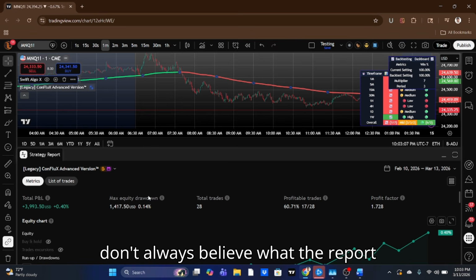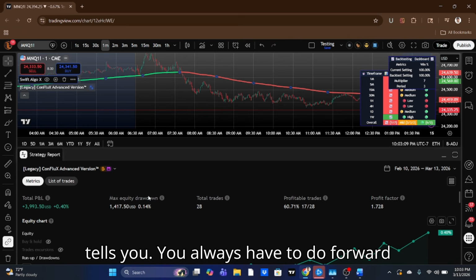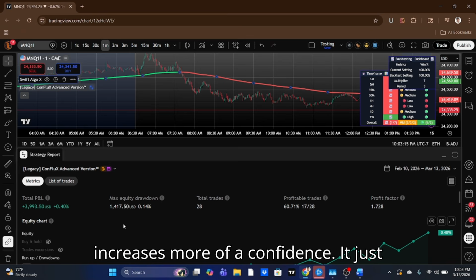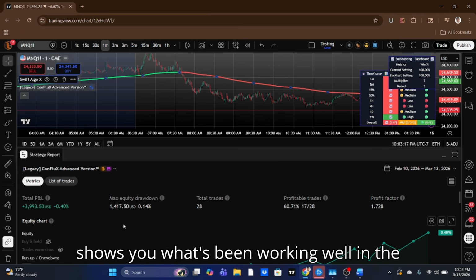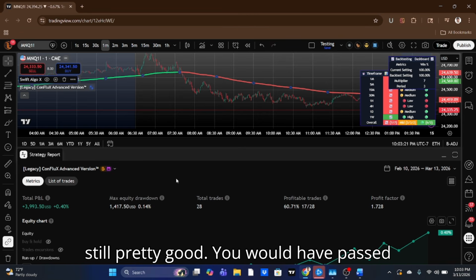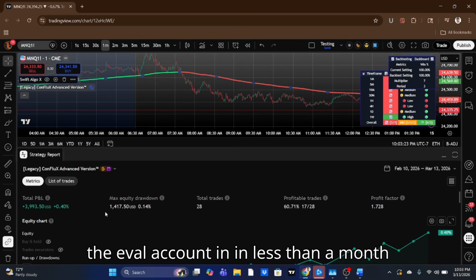But obviously, don't always believe what the report tells you. You always have to forecast it. This just increases more of a confidence. It just shows you what's been working well the past 1 month. So even using 7.3, it's still pretty good. You would have passed your Eval account in less than a month, to be honest.